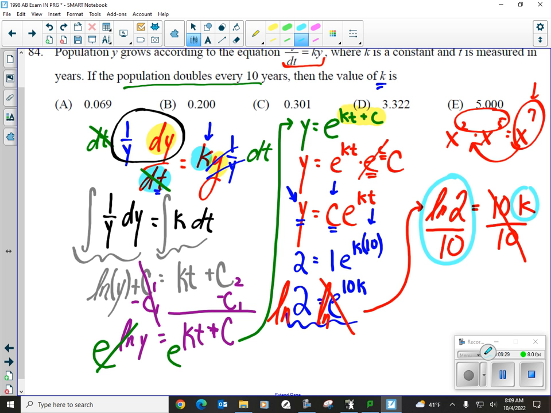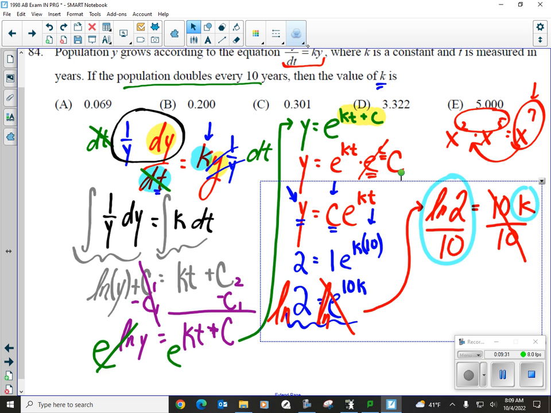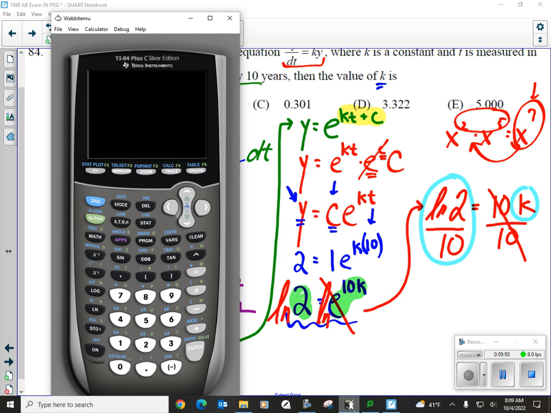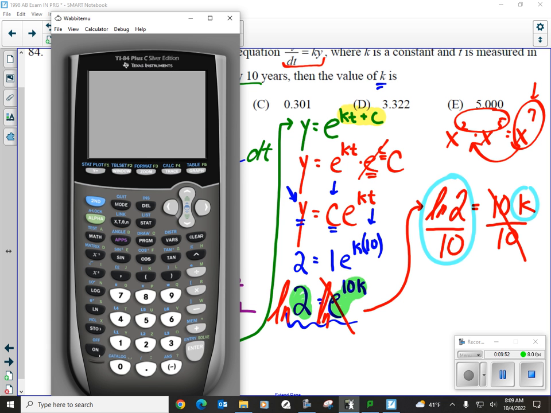If I wanted to, what I had in blue here, I could have graphed in y1 and y2. I could have put 2 in y1, and I could have put e to the 10k in y2, and I could have seen where they intersected. But you know, it's good to do algebra. It's good to brush up on algebra. So this is a lot for a problem.